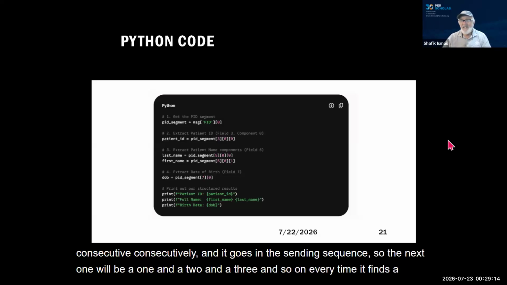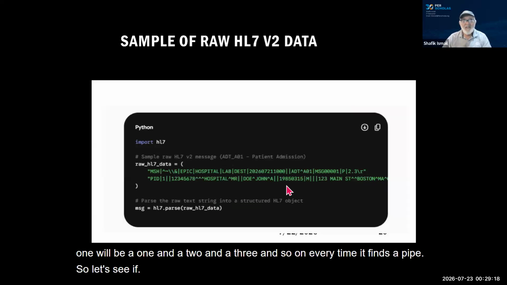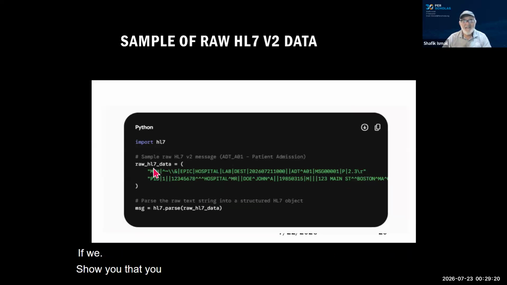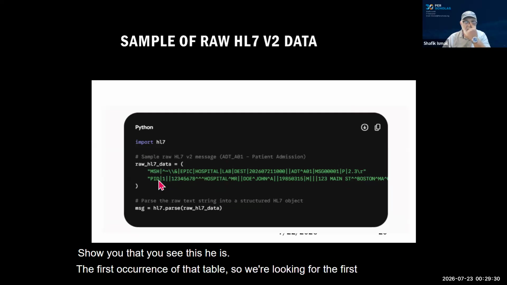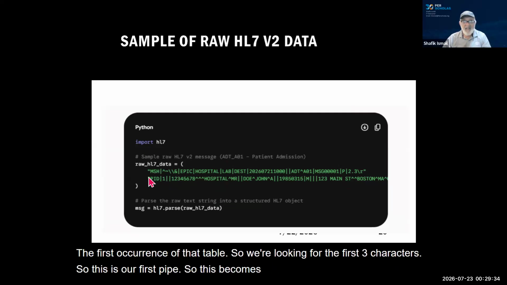So let's see if we show you that. You see, this is the first occurrence of that table. So we're looking for the first 3 characters. So this is our first pipe. So this becomes 0. Okay, PID.